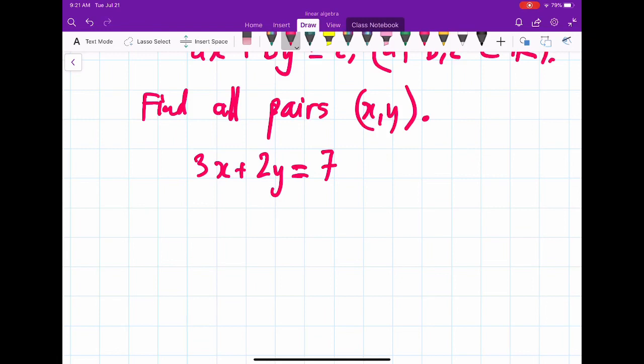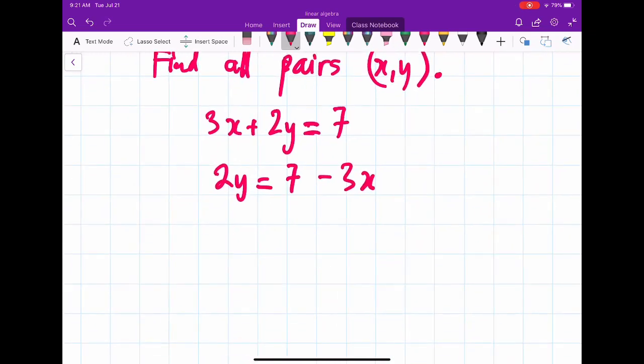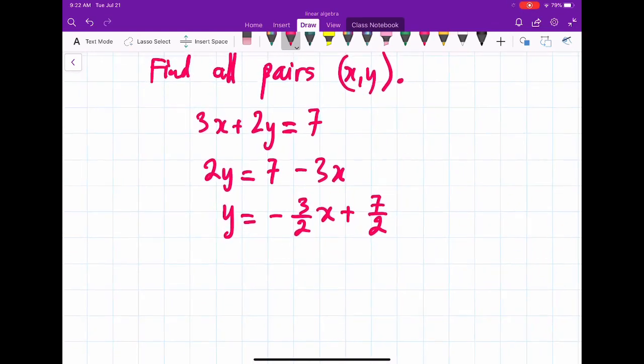So let's solve this equation for y. This is just 2y equals 7 minus 3x. I just subtract 3x from both sides, and then I divide both sides by 2. I get y equals, let's say, negative 3 over 2 x plus 7 over 2. Okay, so this is the y.